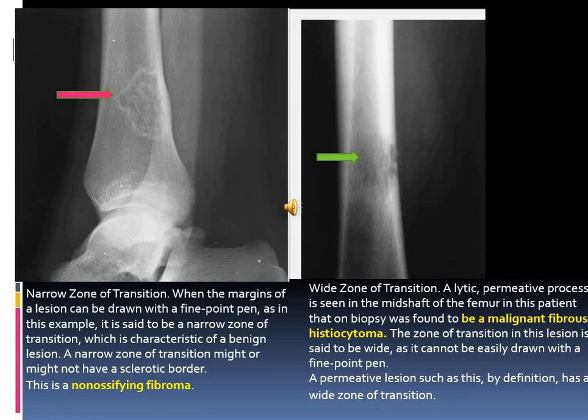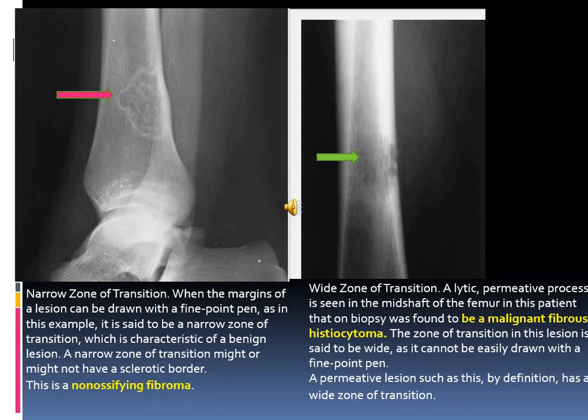So these are examples. The red arrow shows us a benign lesion, while the green arrow shows us a malignant lesion. So the narrow zone of transition, as seen in this example, shows an osteolytic lesion at the lower part of the tibia with well-defined margins. As you notice, we can draw the edges of the lesion easily.